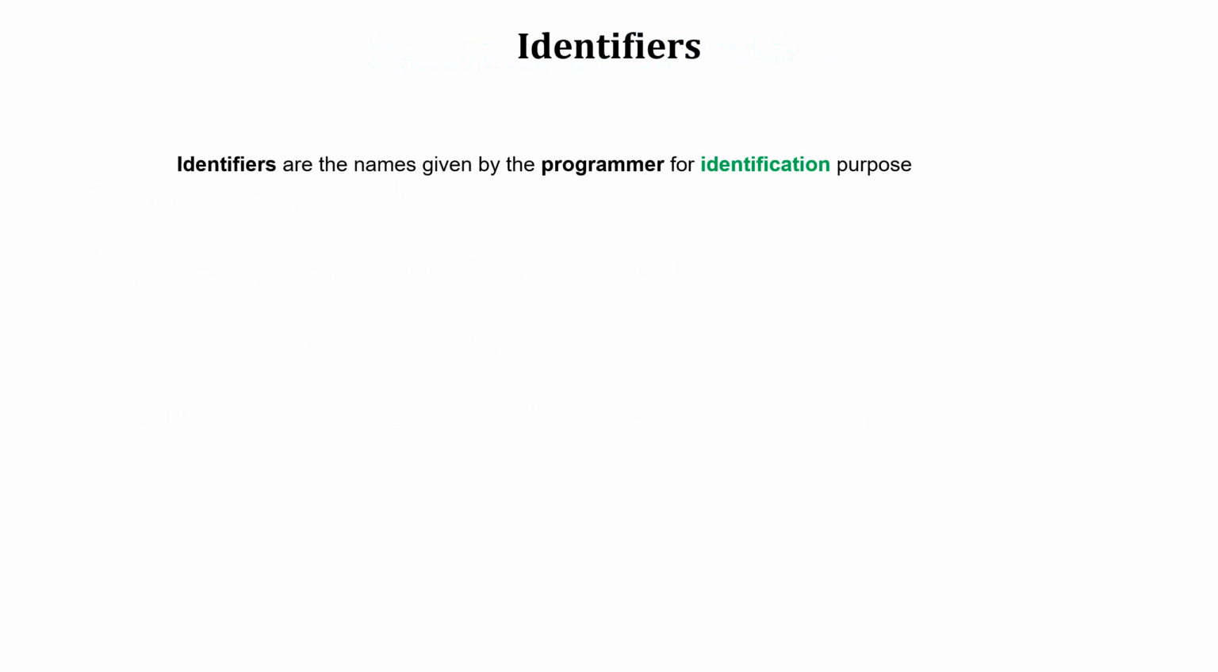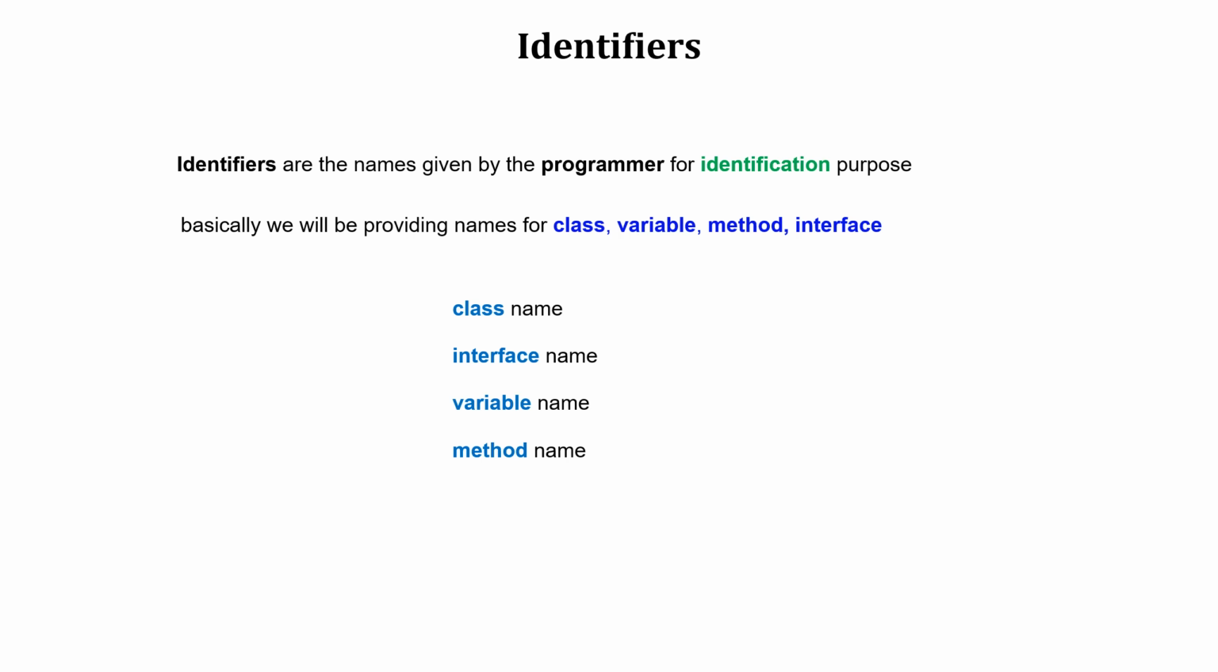Identifiers. Identifiers are the names given by the programmer for identification purposes. Basically, we will be providing names for class, variable, method and interfaces. So we can say identifiers are class name, interface name, variable name and method name.